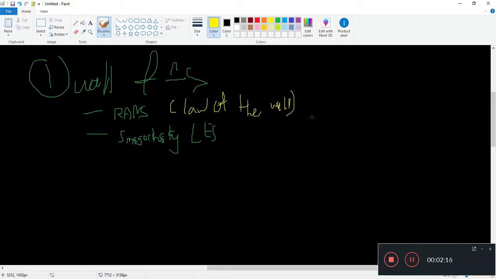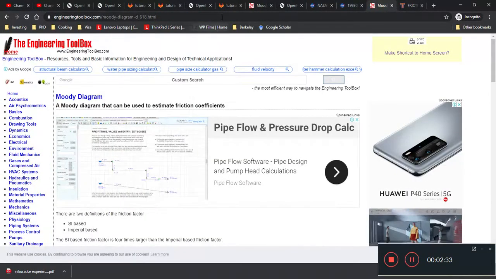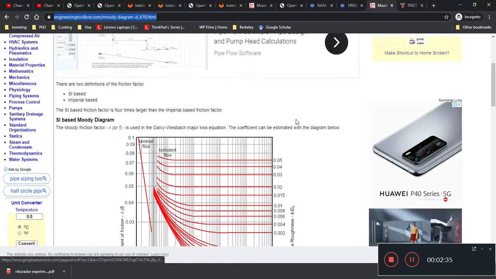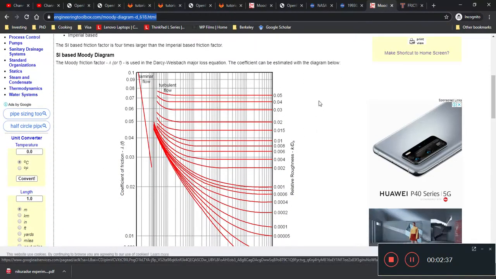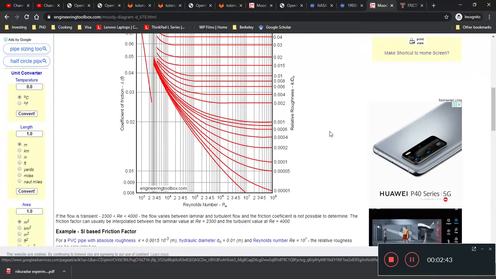And this begs the question: we've seen this thing called the Moody chart before. If you just take a quick look at Wikipedia, or at Engineering Toolbox, I'm going to paste a lot of these links inside our video description, so don't worry about it. Just pay attention to what I'm saying.